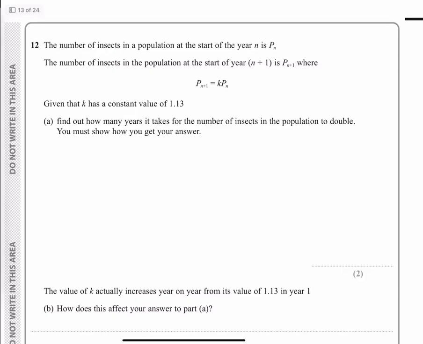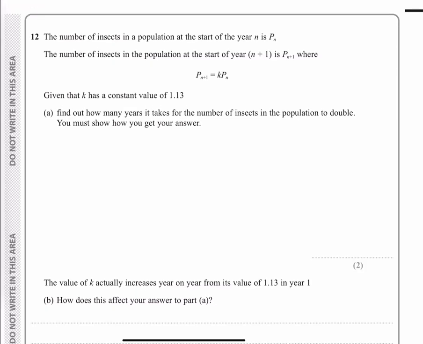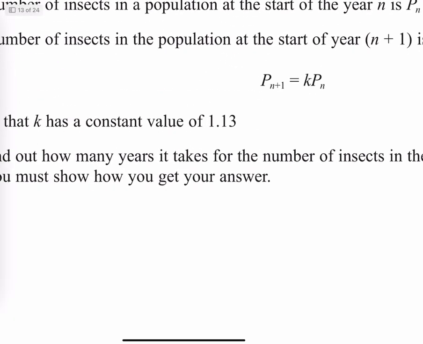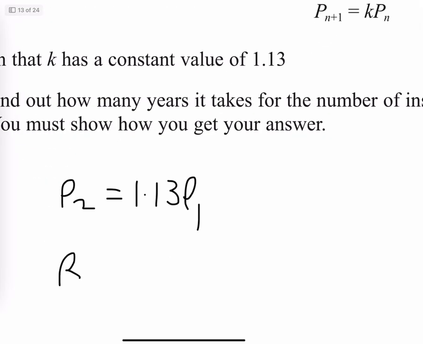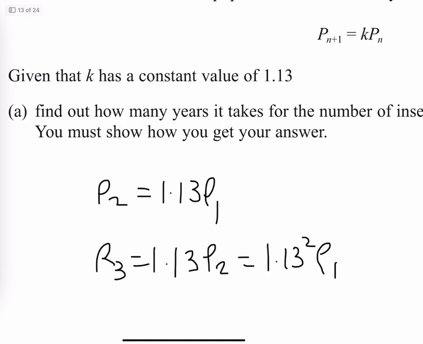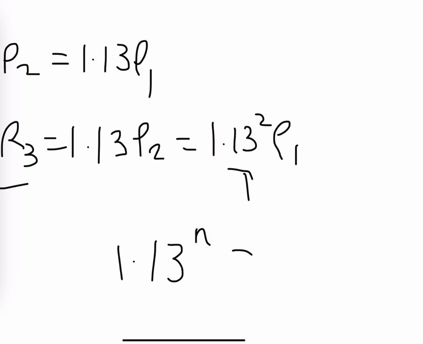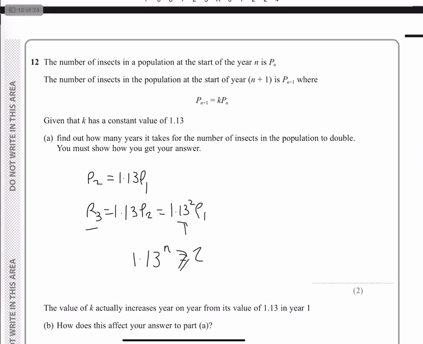Okay. The number of insects in the population is this, K's got this. How many years does it take for it to double? Okay, fine. So basically, let's think about this for a minute, okay? So we've got P2 equals 1.13 P1, P3 equals 1.13 P2 equals 1.13 squared P1, right? So when this is doubled, it's 1.13 to the n has to be bigger than 2, essentially. That's when it's first going to double. Okay?